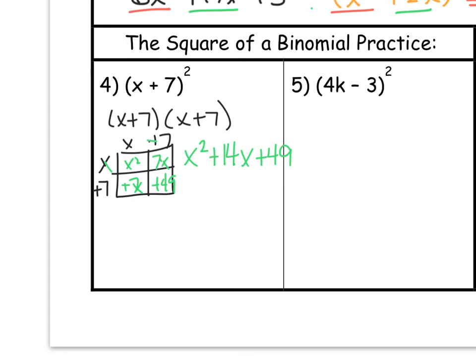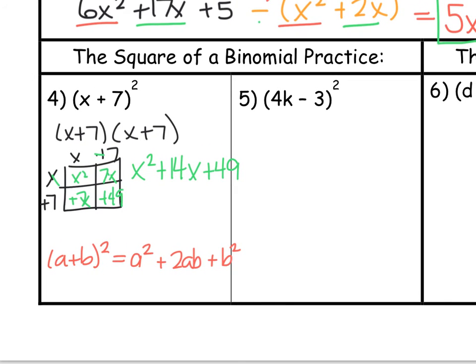And if you wanted to look at just a general formula for that, and in my opinion, I think it's easy just to multiply it out. It just means that if we have the square of a binomial, a plus b squared, we square the first term, we square the last term, and then we double the coefficients of a and b. I still think it's easier just to work it out. So go ahead and do number 5.